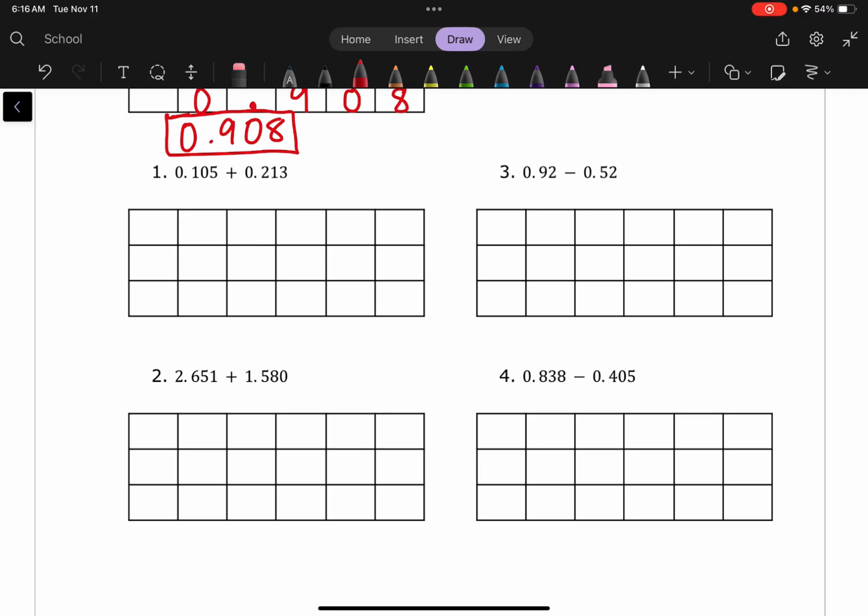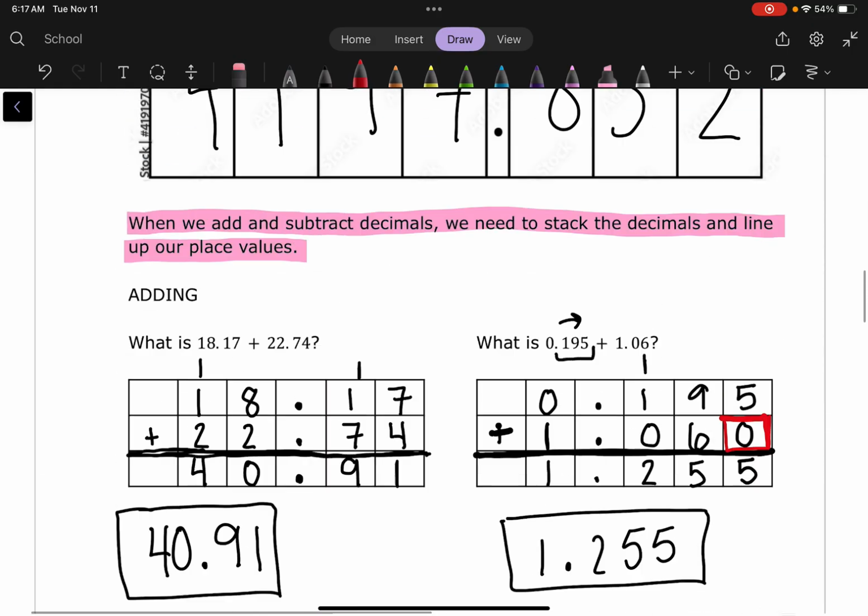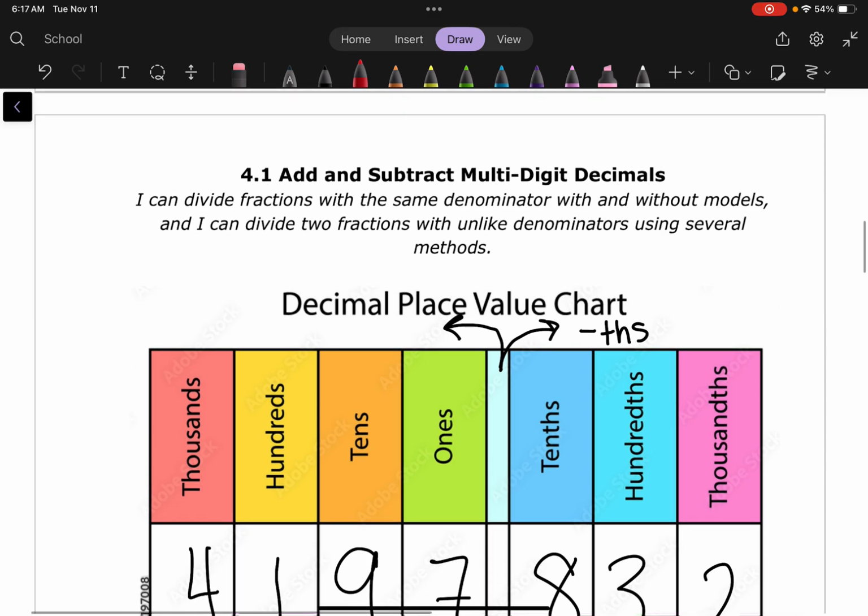Okay. I want you to pause the video, or actually not pause the video. I'm going to put these questions in Google Classroom. Once you do the questions, put your answers in Google Classroom so I can see what you did and give you credit for the notes. If you have any questions, come to me. When you're done with this, there will be an assignment about adding and subtracting multi-digit decimals.